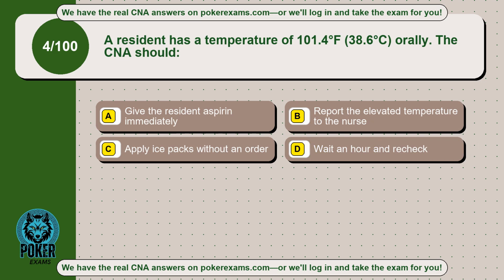Question 4. A resident has a temperature of 101.4 degrees Fahrenheit, 38.6 degrees Celsius, orally. The CNA should: Option A, give the resident aspirin immediately. Option B, report the elevated temperature to the nurse. Option C, apply ice packs without an order. Option D, wait an hour and recheck.